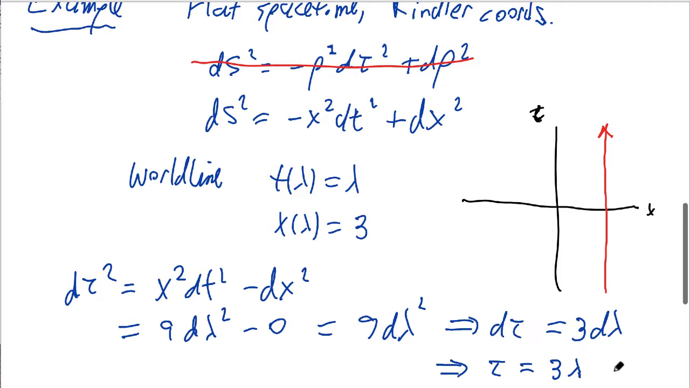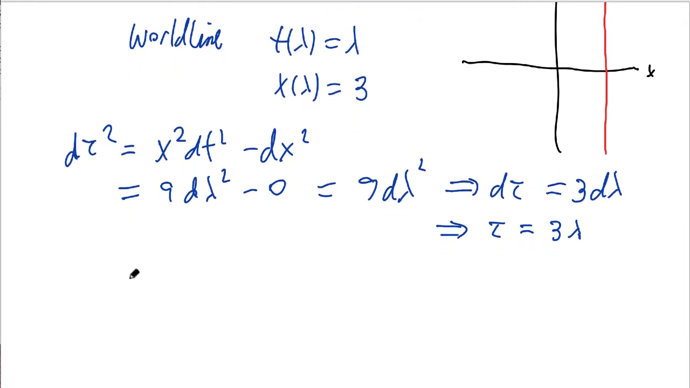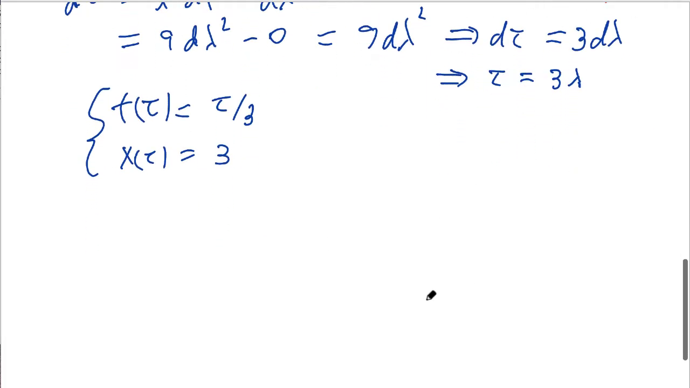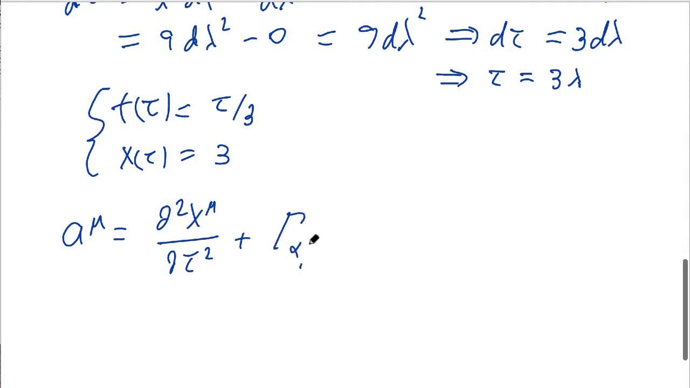Of course, when we integrate, there's an arbitrary constant here, but that just shifts where the 0 reading of the proper time clock is. So we can just let that constant drop, let it be 0. All right, so the world line in terms of proper time is t of tau equals tau over 3, and x of tau is just the constant 3. So now our acceleration is second derivative of the coordinates with respect to tau squared plus gamma, alpha, beta, mu times first derivatives.